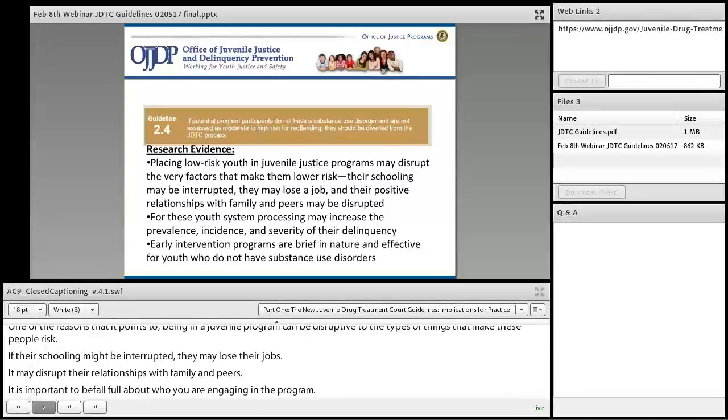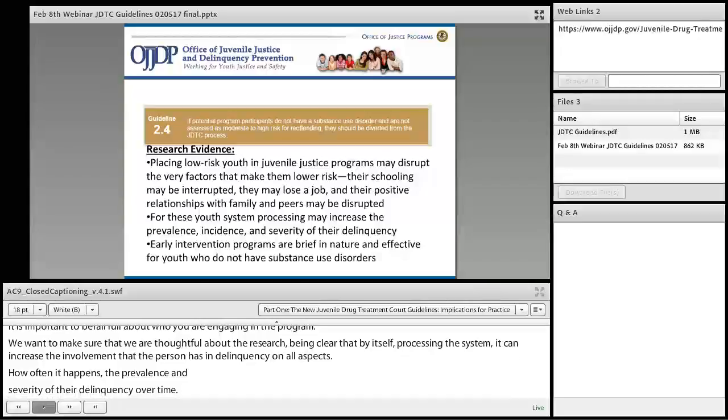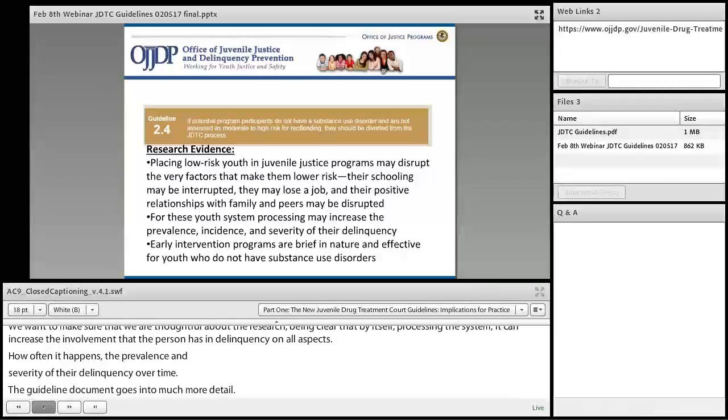The research is clear that by itself, just processing in the juvenile justice system can increase the involvement that the young person has in delinquency in all aspects, right? How often it's happening, the prevalence, and even the severity of the delinquency over time. And the guideline document goes into much more detail on this too. So there's a body of evidence about early intervention programs, which are brief interventions that are designed for young people who are involved with drugs and alcohol, but don't have a substance use disorder. And those programs have been shown to be effective.